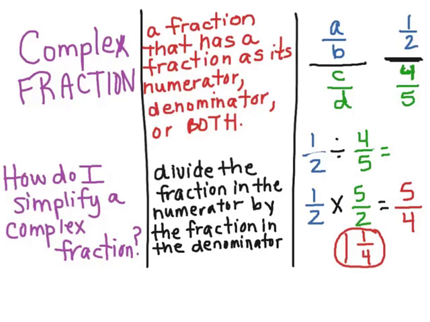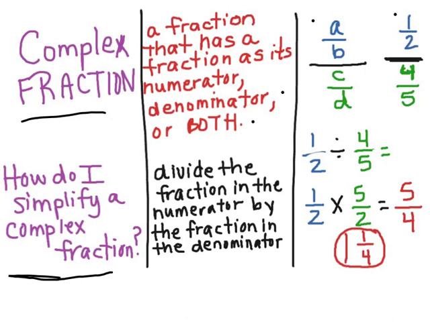Okay, now here's something that you can put in your notes. Complex fraction: a fraction that has a fraction as its numerator, denominator, or both. And here you've got 2 examples, one here, one here. Then how do I simplify a complex fraction? The answer to that is we divide the fraction in the numerator by the fraction in the denominator, just like you would any fraction.